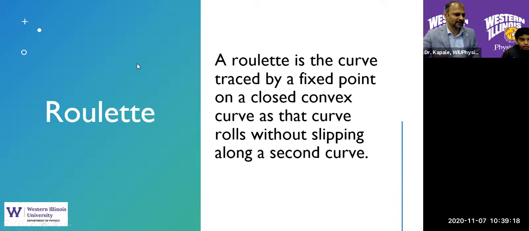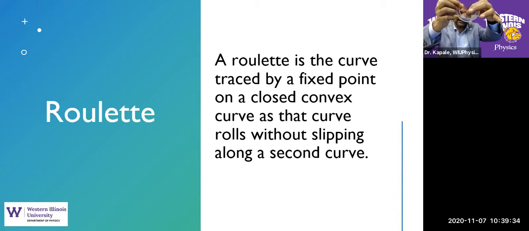So a roulette is a curve traced by a fixed point on that inner circle as it rolls without slipping. And normally, if I had these flat edges, I would be slipping as I'm rolling also. So to avoid that, the spirographs have these gears.